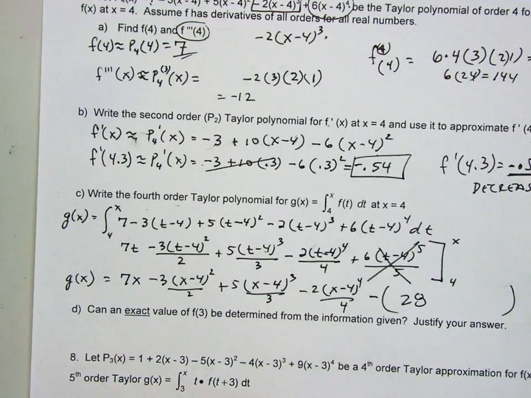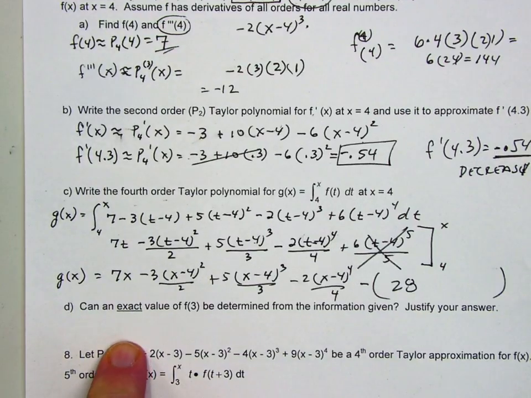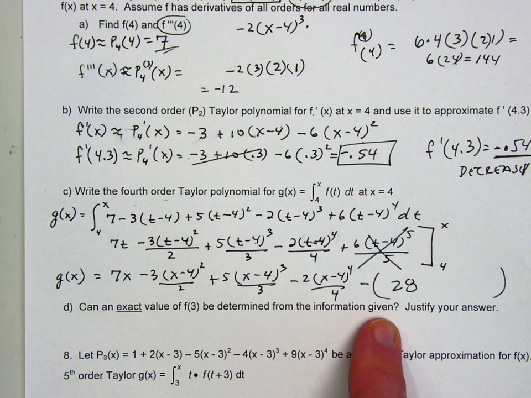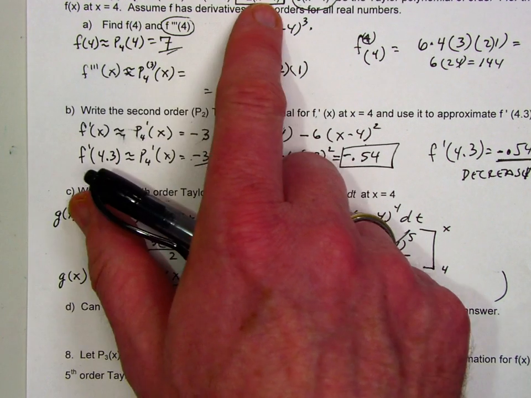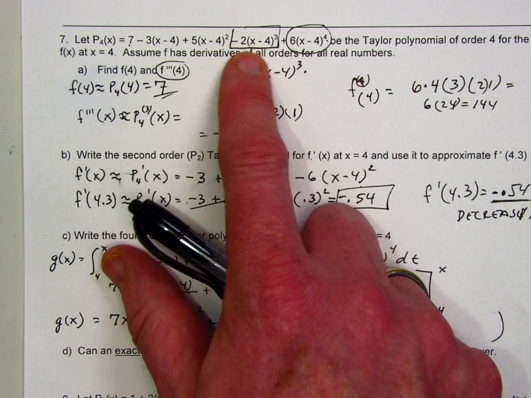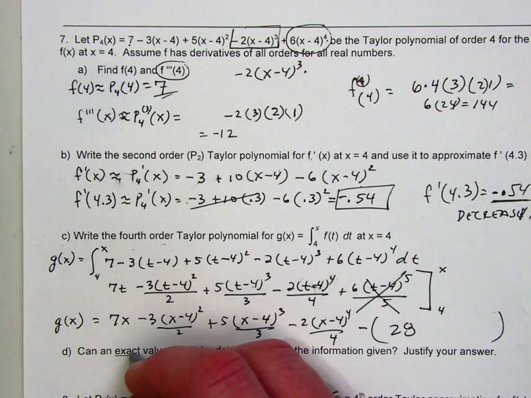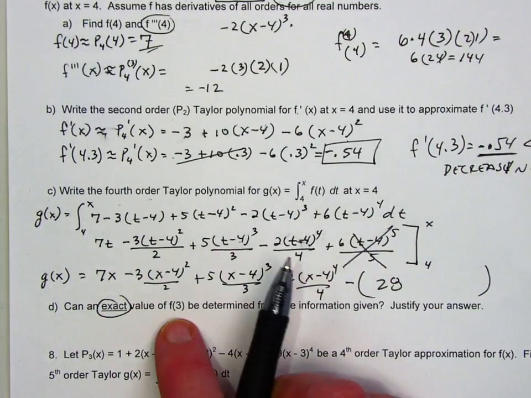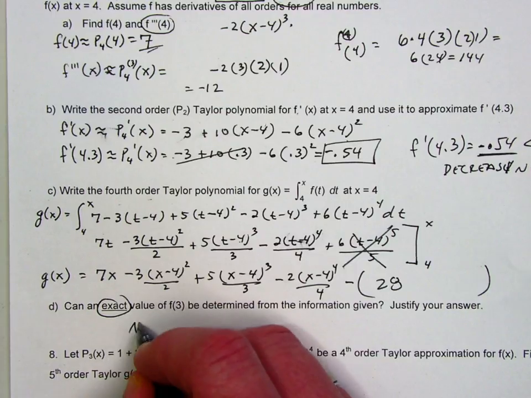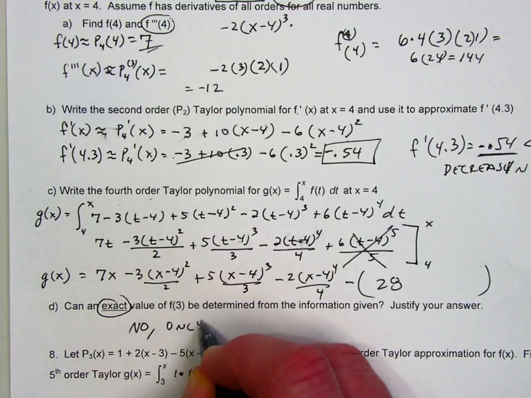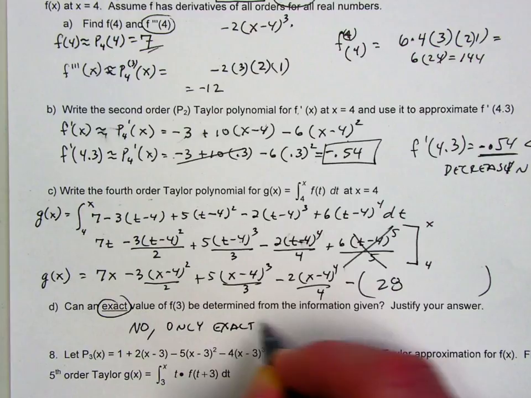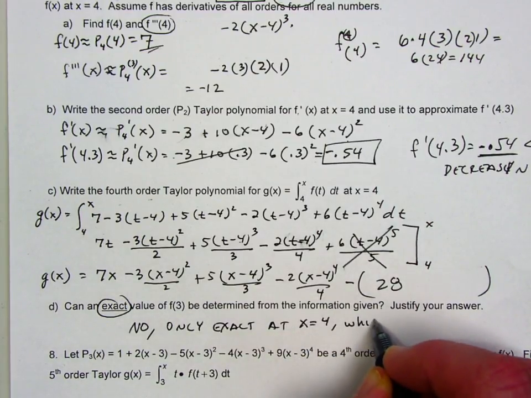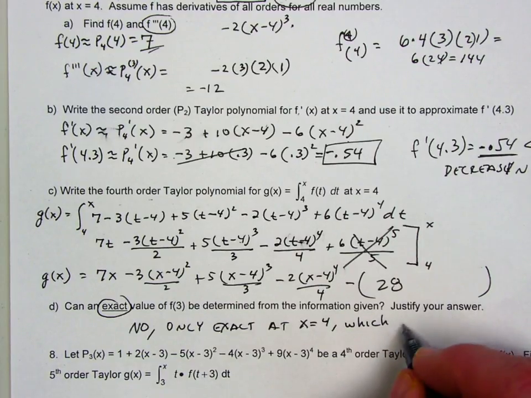Okay? All right, question D says, can an exact value of f of 3 be determined from the information given? Well, this is centered at 4, so the only place we can actually get an exact value would be at x is 4. So it is not possible to get an exact value at 3. So the answer is no, only exact at x equals 4, which is the center. So the center is the only place you'll get an exact value.